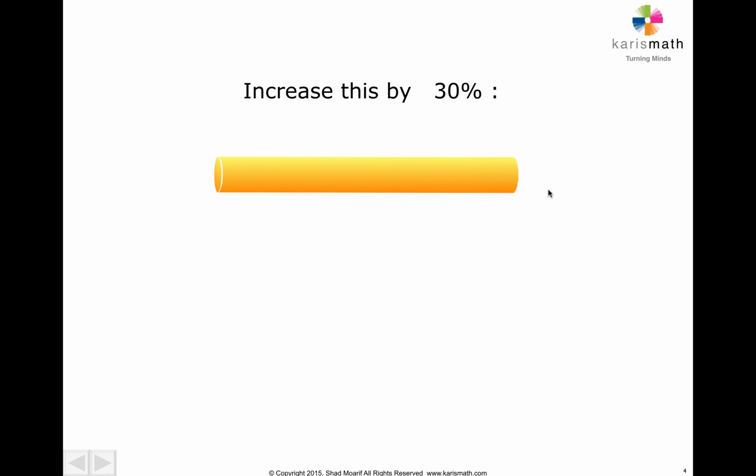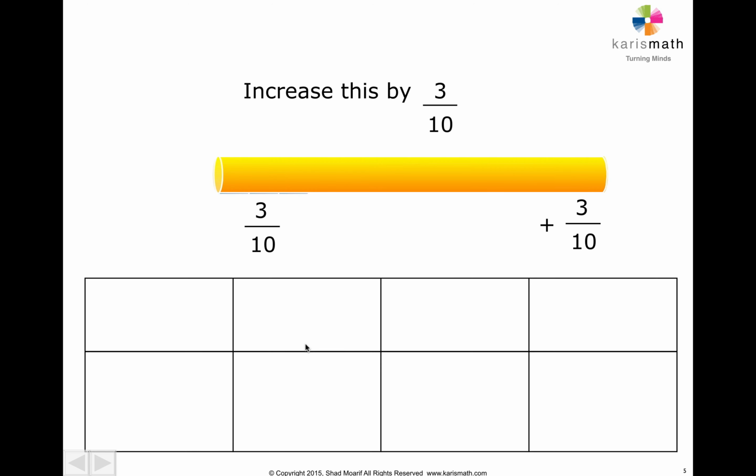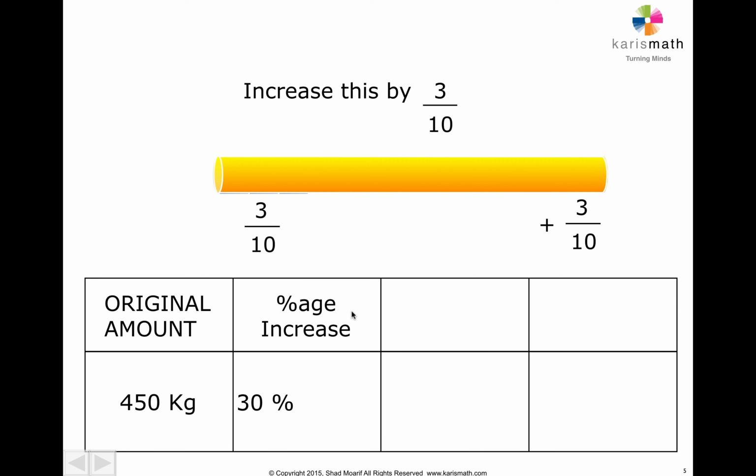Increase this by 30%. Well, 30% means 3/10, which means conceptually the idea is you break it into 10 parts, take 3 of those parts, add that towards the end, and there you go, you increased it by 30%. So whatever it was, you've increased by 3/10 of the original amount. That's what we did. So if you have a problem like original amount is 450 kilograms and you have to increase it by 30%, what will you do? Tell me. We're doing a review here to tell me what I should do.